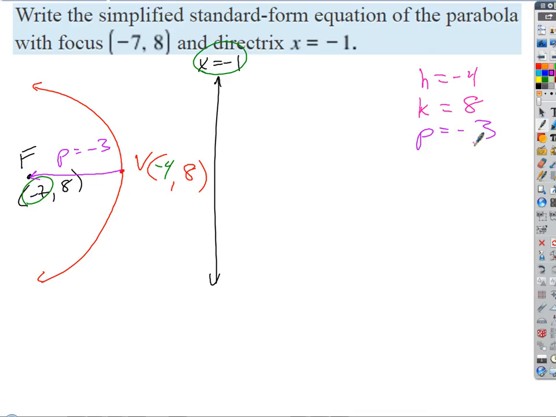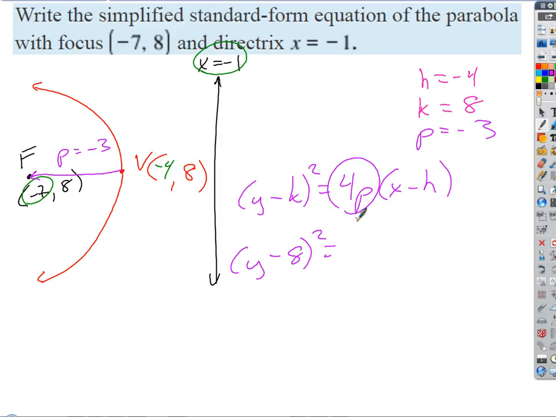So this is a sideways parabola, so we're going to plug into the standard form where the y variable is squared, right? So we get y minus k squared equals 4p times x minus h. We'll just plug in. So we get y minus 8 squared equals 4p. Well, p is -3. What's 4p? -12 times x minus -4 becomes x plus 4. Done. Okay? Good. All right, so let's look at a couple graphing ones.